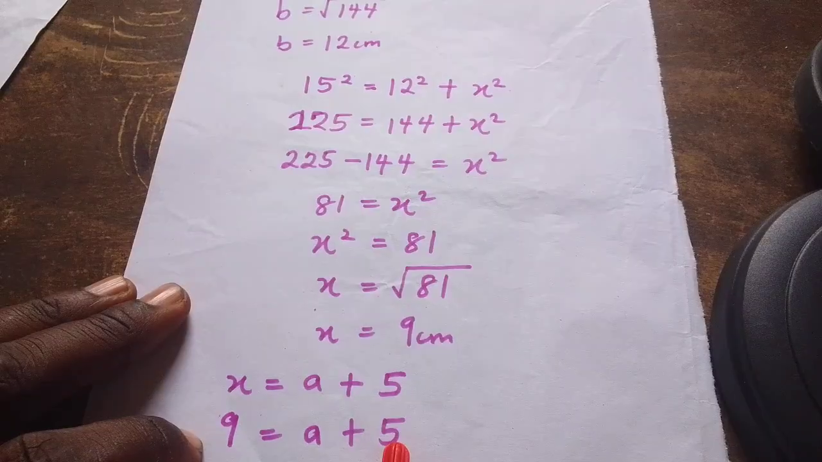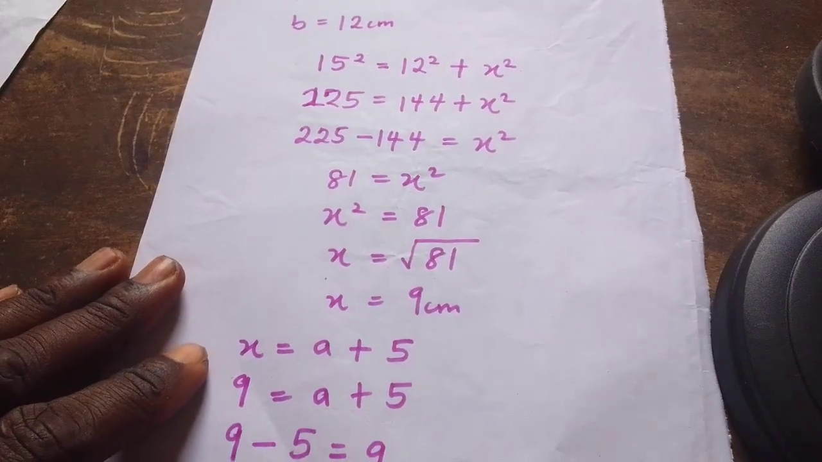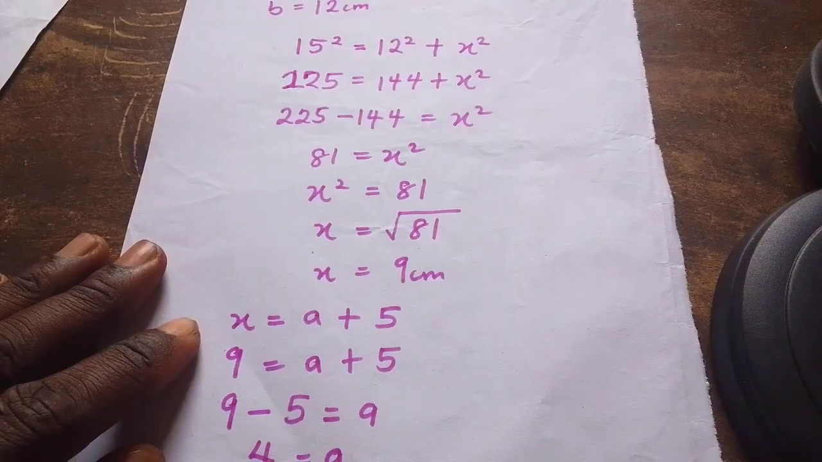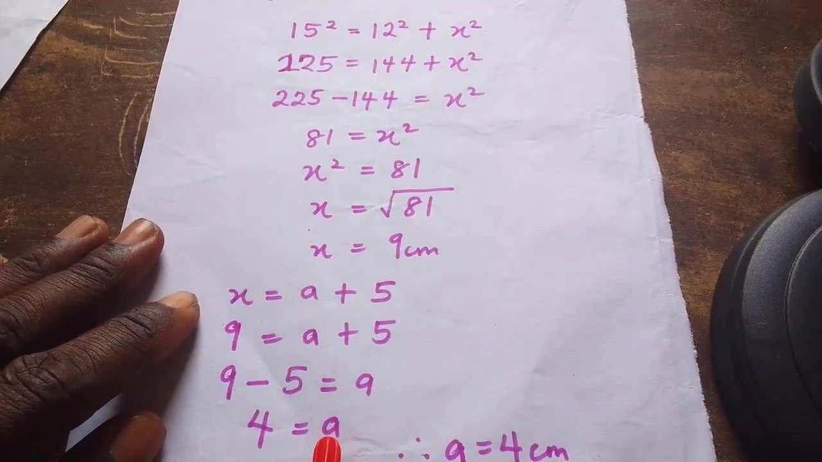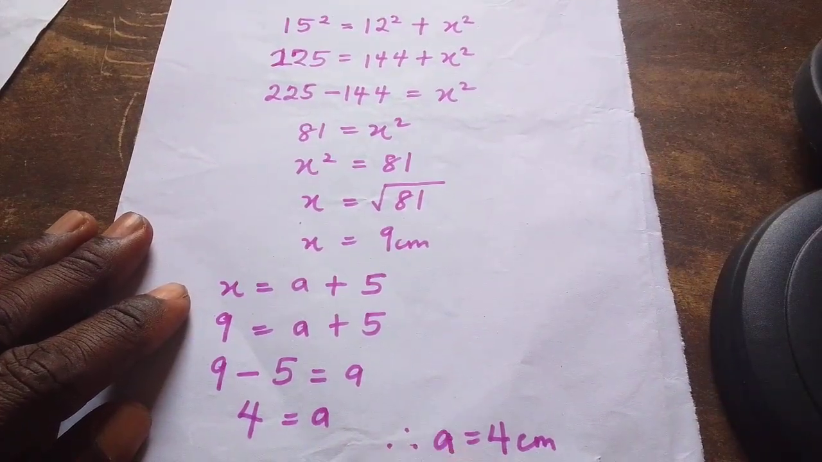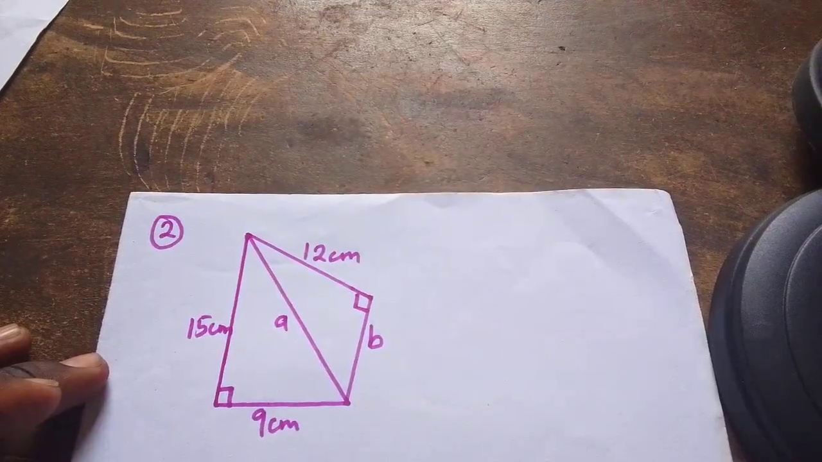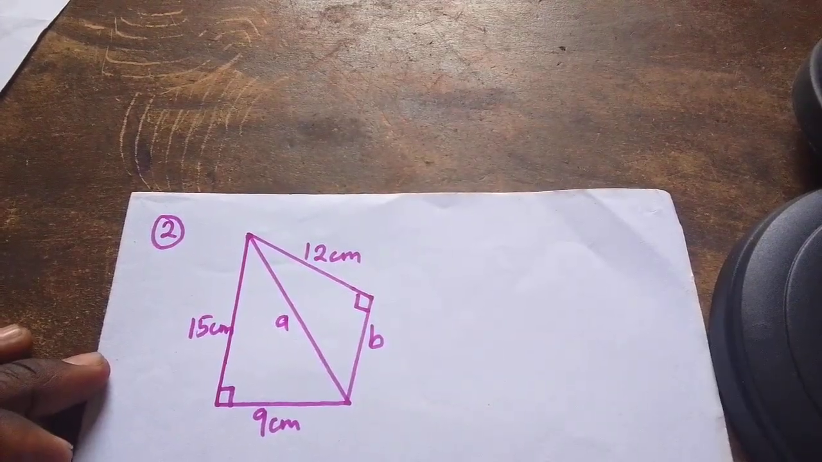So bring this plus 5 to this side, we now turn to minus 5. A is equal to 9 minus 5. So 9 minus 5 is what? 4 centimeter. So that means our a is equal to 4 centimeter. Now let's consider this particular triangle.